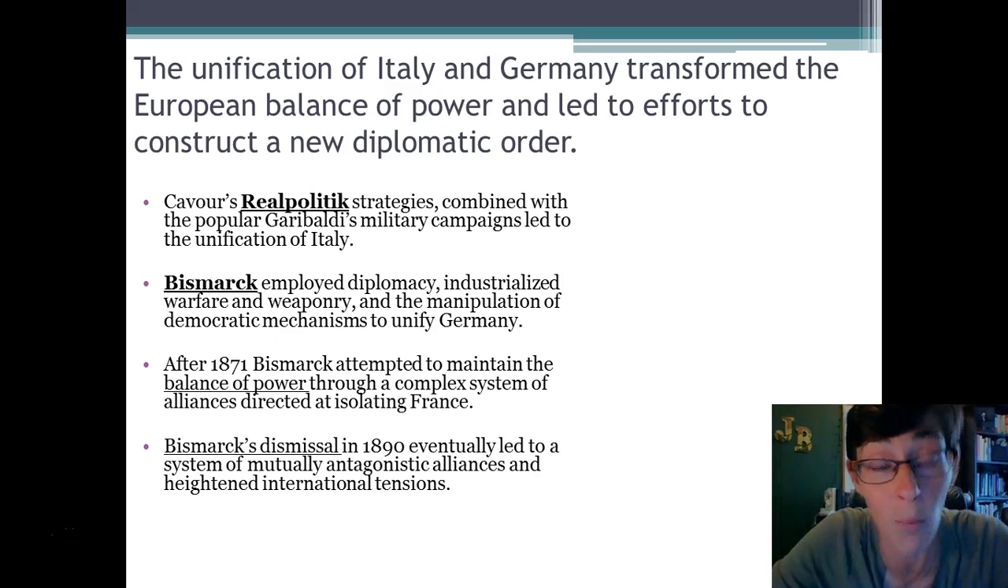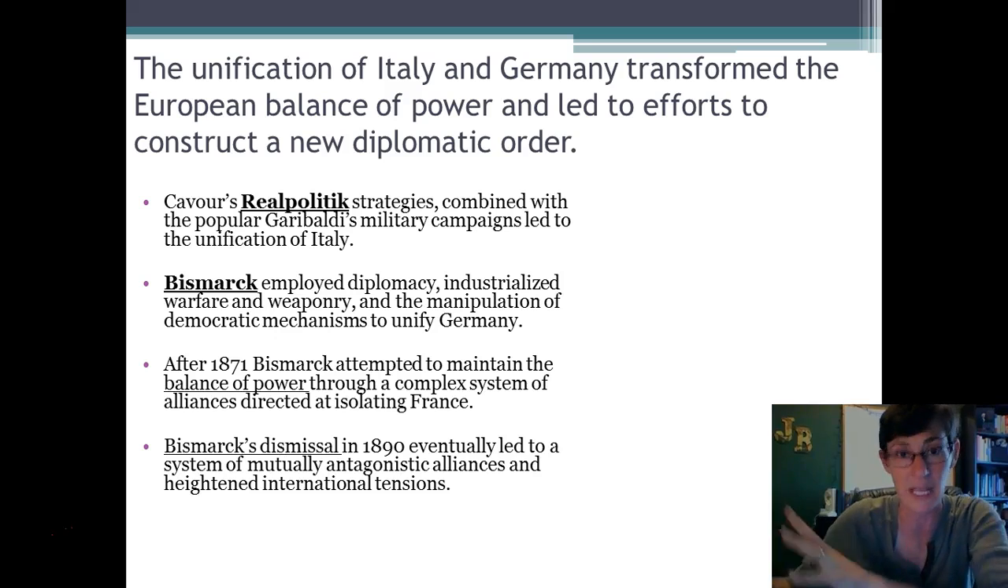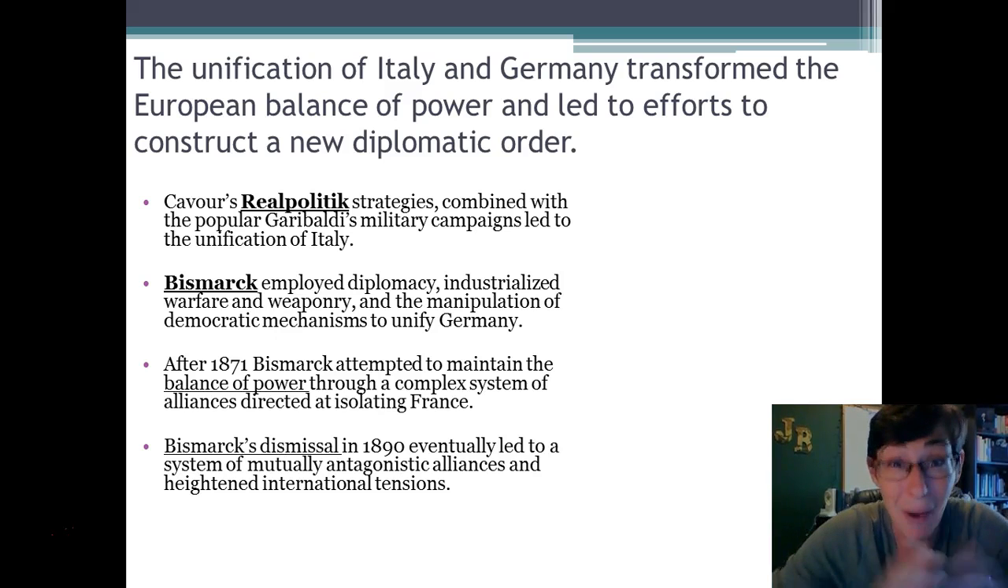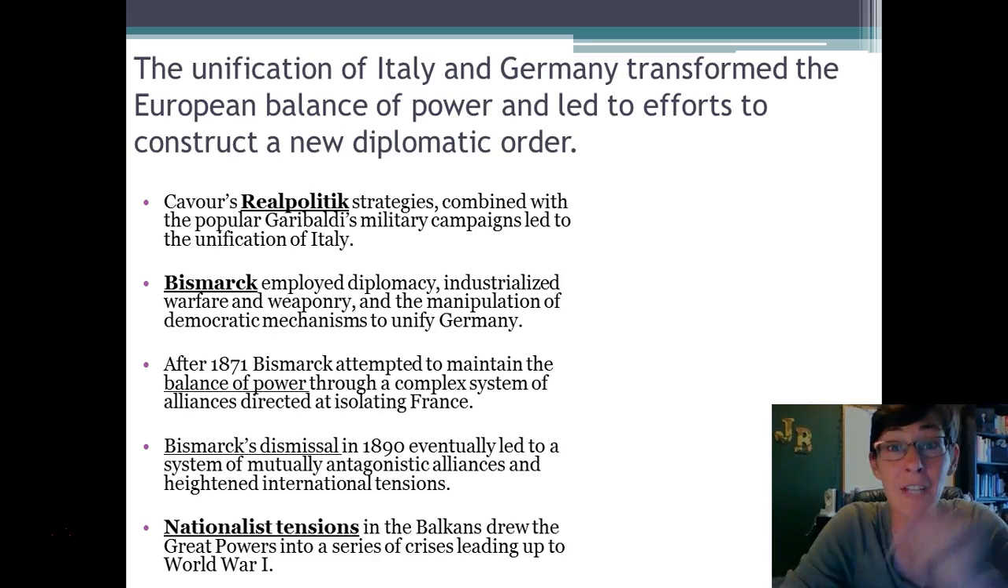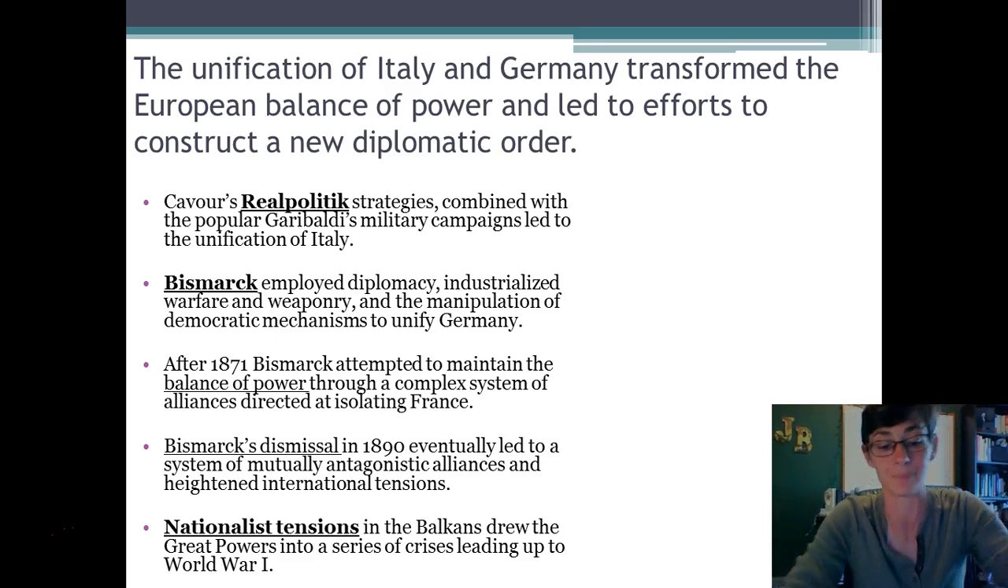If you want to blame one individual for World War I, you know, aside from the people who assassinated the Archduke, you can blame Otto von Bismarck. Nationalist tensions in the Balkans drew the great powers into a series of crises that led up to the opening of the First World War.